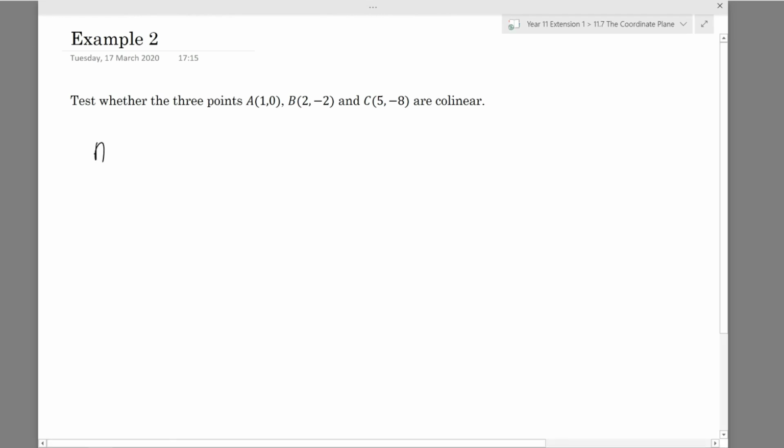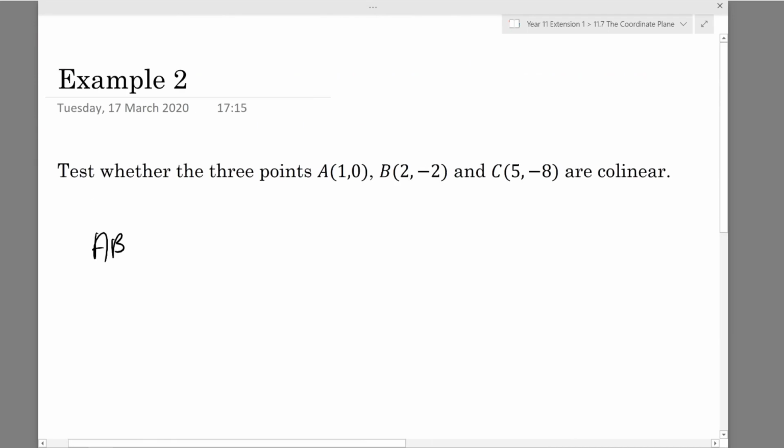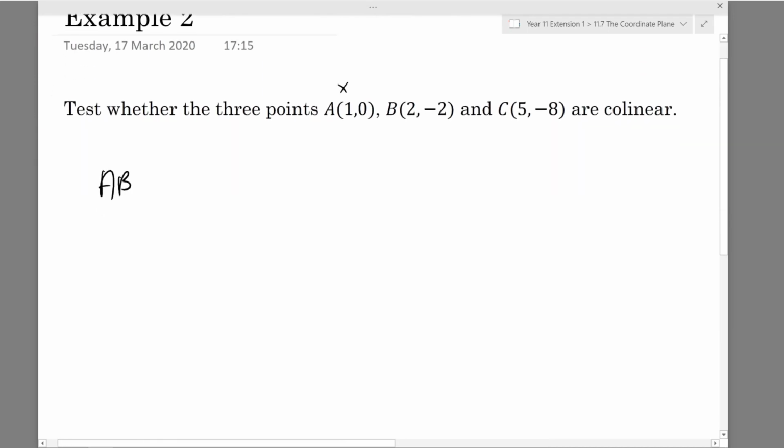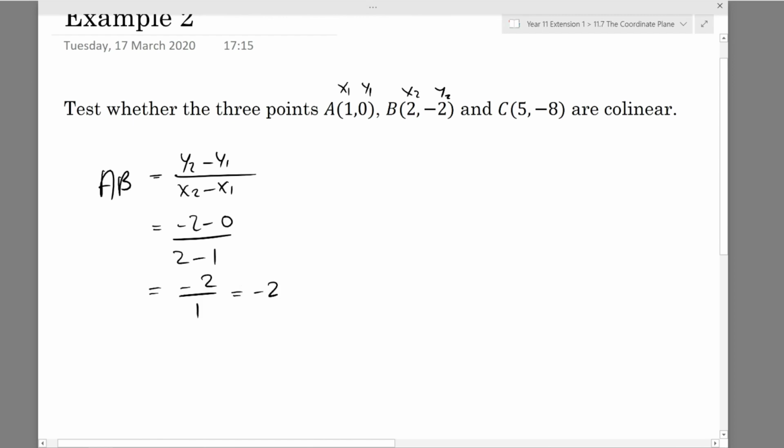So, let's start with AB. I'm literally just applying the gradient formula again. So AB is equal to, no, we don't want that. We want y2 minus y1 over x2 minus x1, okay? So using this formula, we're going to go negative 2 minus 0 over 2 minus 1. And that gives me negative 2 over 1, which is equal to negative 2.